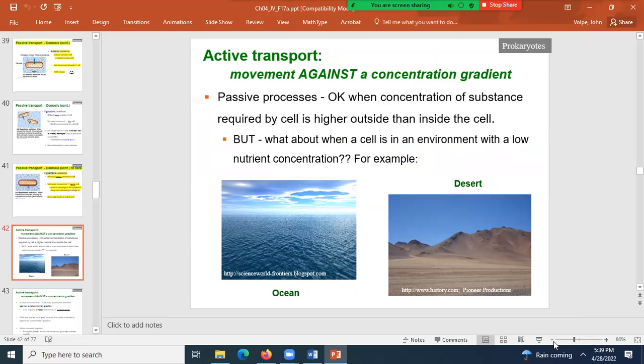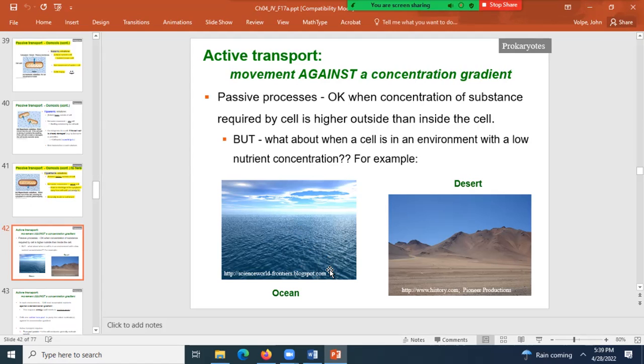All right, enough about passive transport. Now let's start talking about active transport. Passive processes are okay when the concentration of a substance required by a cell is higher outside the cell than inside the cell. For example, if you were to eat a diet high in fruit, then you'd have a high concentration of fructose outside the cell.